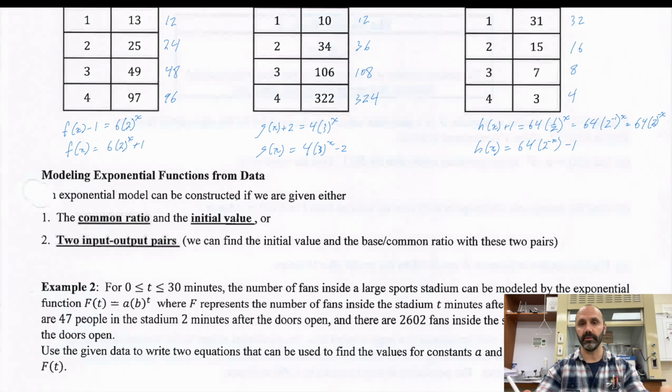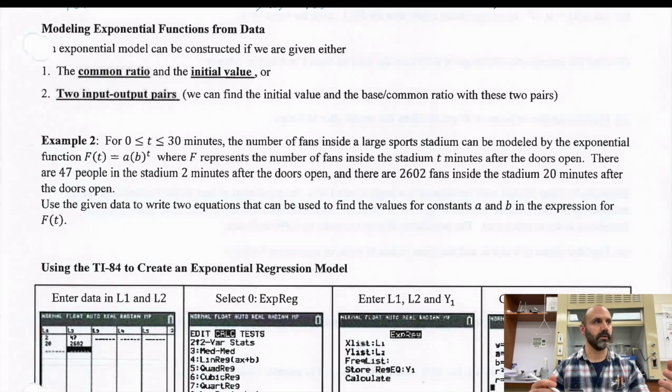And we can also find, like we've seen before with the geometric ratios, that if we have two of the values, two inputs and two outputs, a pair of coordinates, you could say, then we can find the function from that. Here's an example. So imagine that for the first 30 minutes they let people into a stadium, the number of people in the stadium can be modeled according to a particular exponential function.